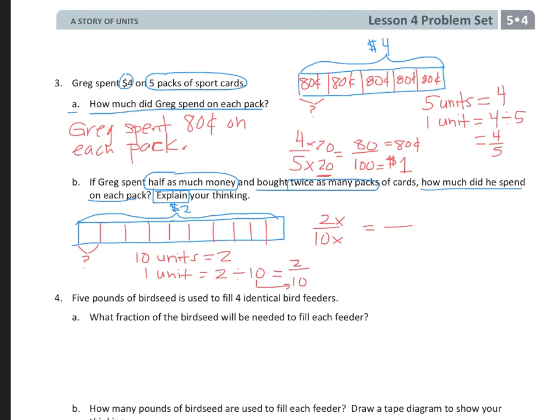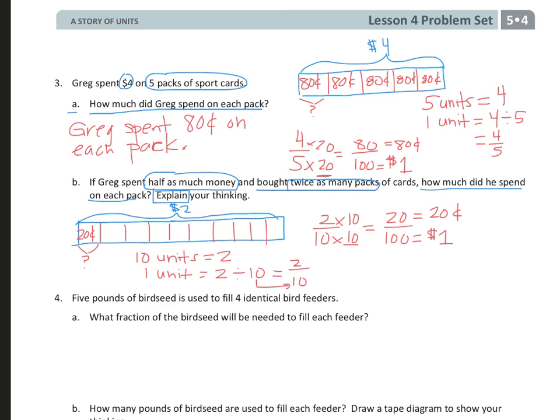Remember the trick up there. We're going to use the dollar, which is represented by 100. So 10 times what would give us 100? 10 times 10 would give you 100. So that means 2 times 10 will give you 20. Remember, this 100 represents $1, and this 20 is not going to be $20. It's going to be smaller than a dollar, so it's going to be 20 cents. So each pack of cards in part B is going to be 20 cents.